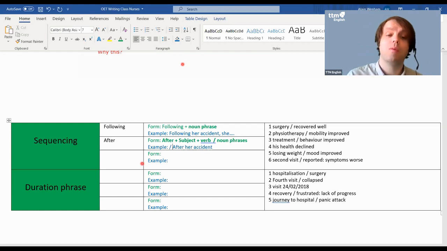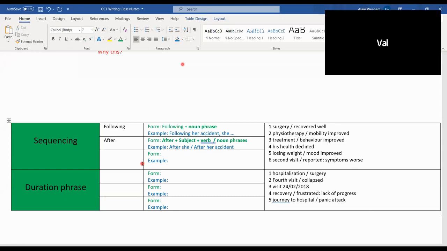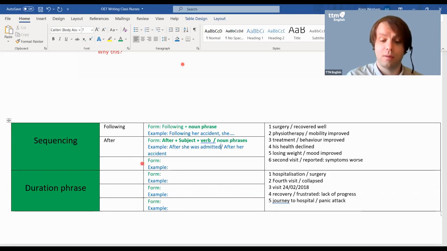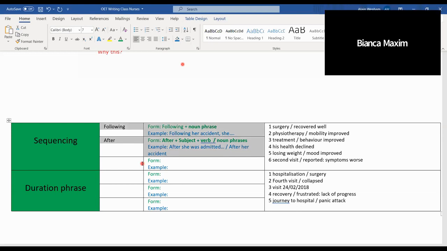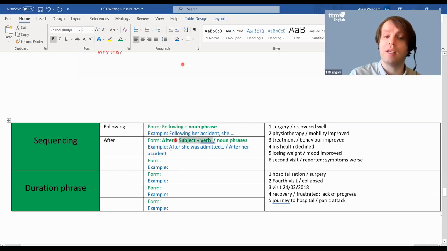So that's okay. What about if I want subject and verb, though? I can say after she, subject, right? After she was admitted to our hospital, blah, blah, blah. All right. So which one is easier to use, following or after? It's after. This one you can do what you want here. But this one, it must be a noun phrase, always, okay?